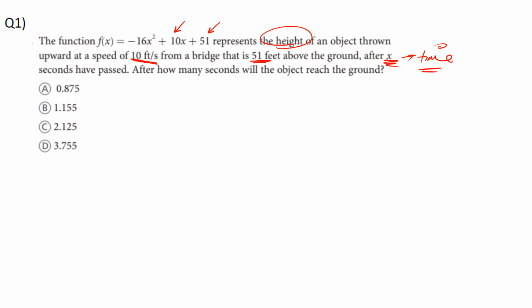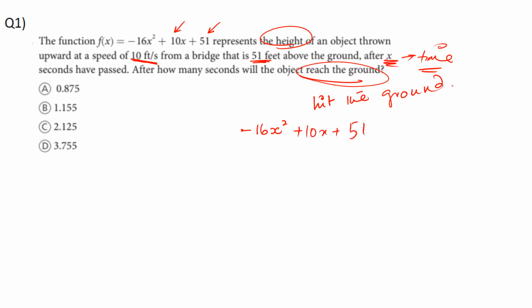After how many seconds will the object reach the ground? If you see in any equation, reach the ground, hit the ground, it means that they are telling you that the equation equals 0. So just write the equation minus 16x square plus 10x plus 51 and make it equal to 0. Now tell us what is A, what is B and what is C. So A is negative 16, B is 10 and C is 51.